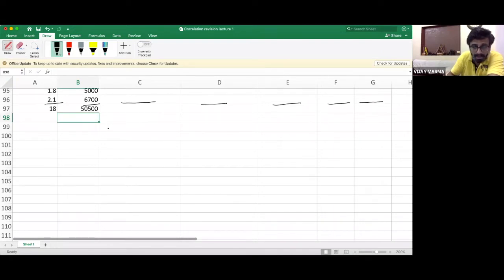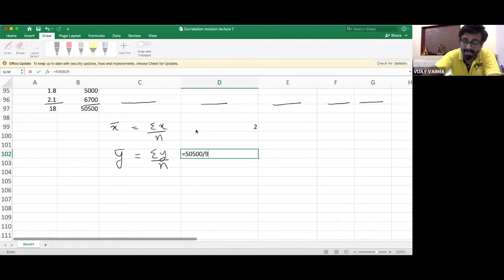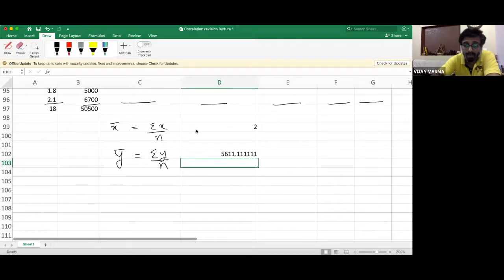Now x bar will be equal to sigma x upon n, and y bar will be equal to sigma y upon n. In case of x bar, sigma x upon n means 18 divided by 9, that is 2. And in case of y bar, sigma y upon n means 50,500 divided by 9, that is 5611.11.